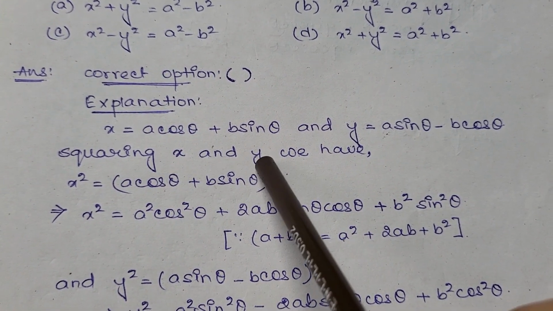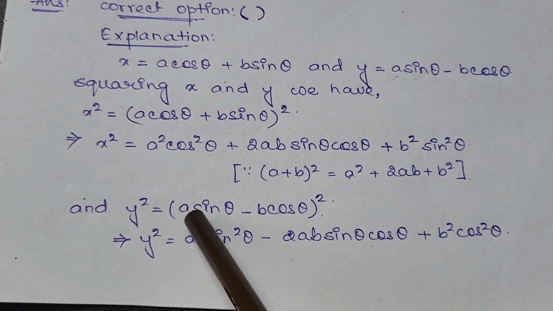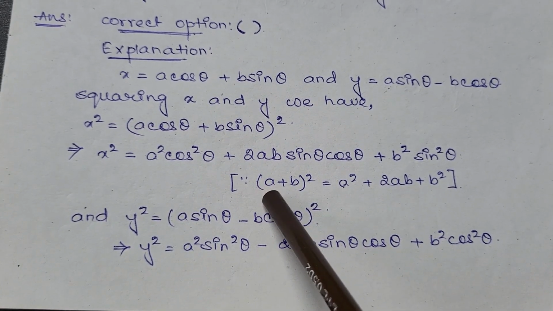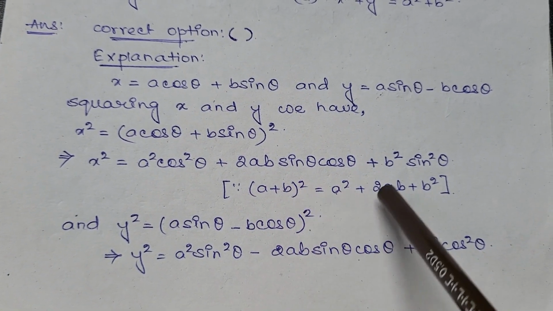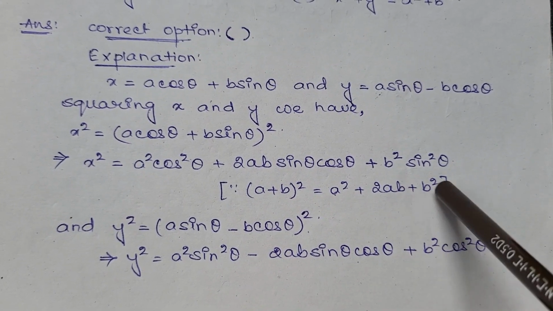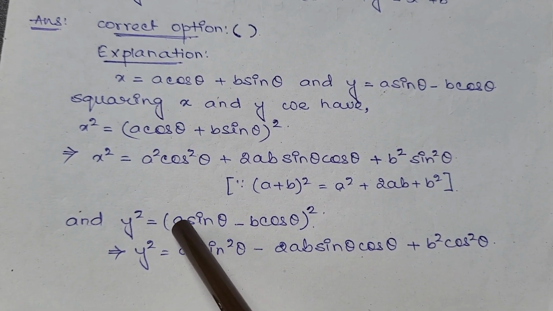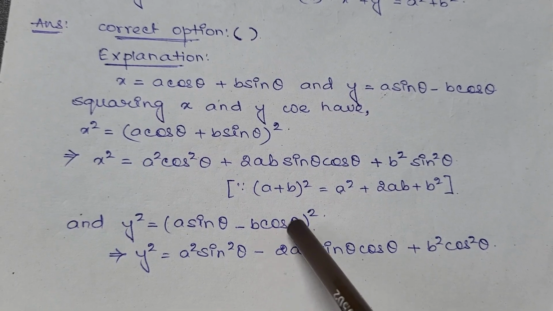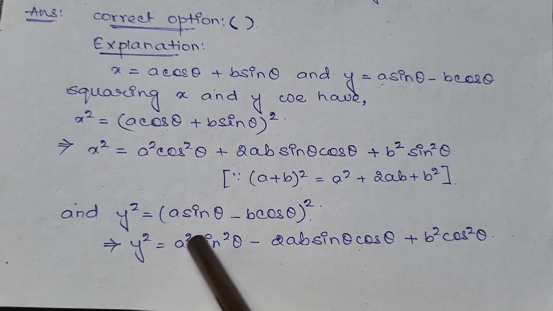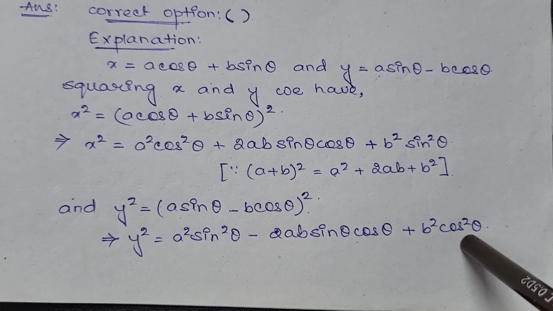Now we are squaring y also. So y square becomes (a sin theta minus b cos theta) whole square. We know that if (a plus b) whole square is this, then (a minus b) whole square is a square minus 2ab plus b square. Expanding this, thinking a as a sin theta and b as b cos theta, we have y square is equal to a square sin square theta minus 2ab sin theta cos theta plus b square cos square theta.